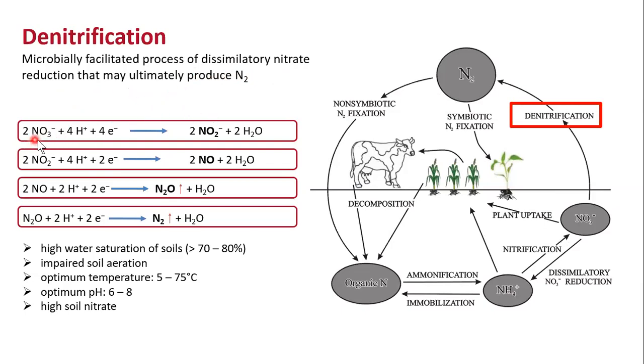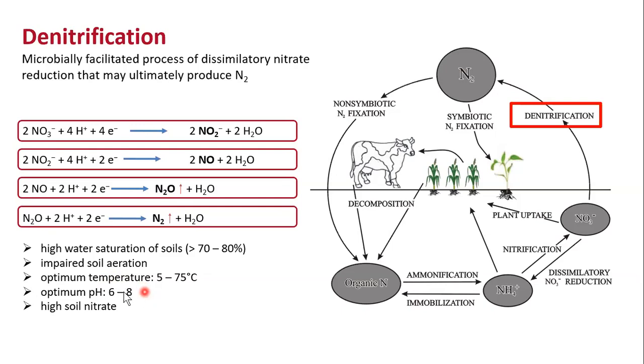So this is a process: nitrate into nitrite, nitrite into nitric oxide, then nitric oxide into nitrous oxide, which is a gas and which is a very environment threatening gas because it has a very high global warming impact, up to 300 times more than that of carbon dioxide. And then this nitrous oxide can be converted to N2 as well and can be removed or eliminated into the atmosphere. So of course they need high moisture to have anaerobic conditions, impaired soil aeration.